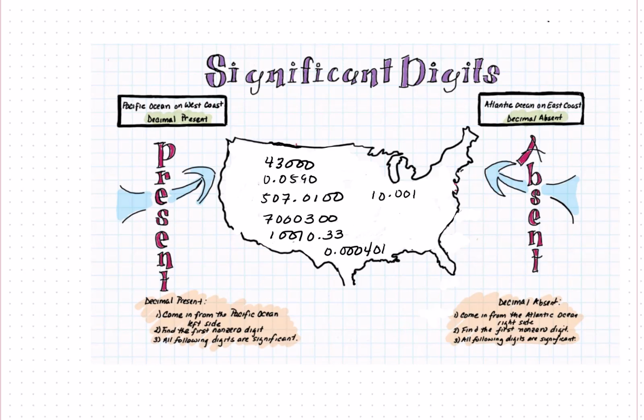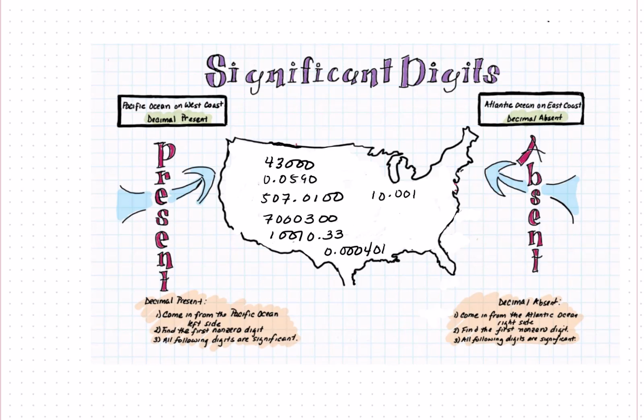If you're struggling with significant digits, this is a trick that will help you out until you learn the rules. Draw a map of the United States of America. You just need to do a sketch. On the left side of the United States of America near California is the Pacific Ocean. On the opposite side is the Atlantic Ocean.